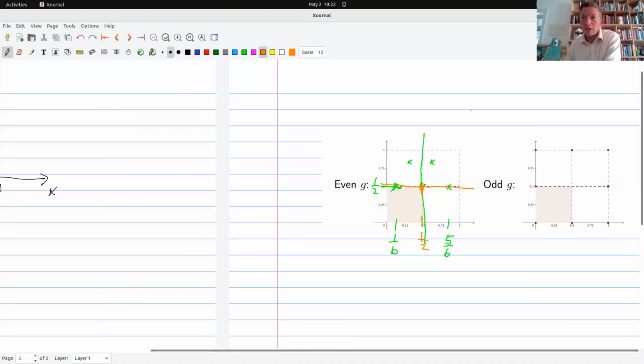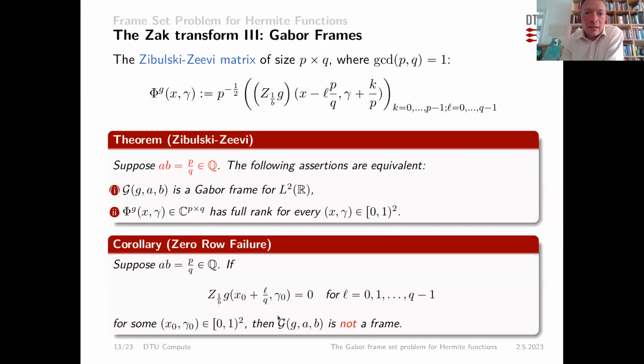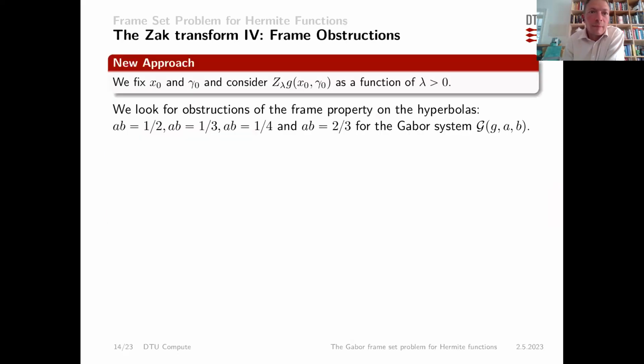So I can go back to my picture here. In this setup, let me mark the zeros in blue. If I have a zero at 1 over 6, I have a zero at 1/2 and a zero at 5 over 6. Each of these is 1/3 apart. So I have 3 zeros where gamma naught is equal to 1/2, 3 zeros separated by 1/3. In that case, I can verify that the Gabor system is not a frame. And all our counterexamples will fit this setup by the zero row failure.